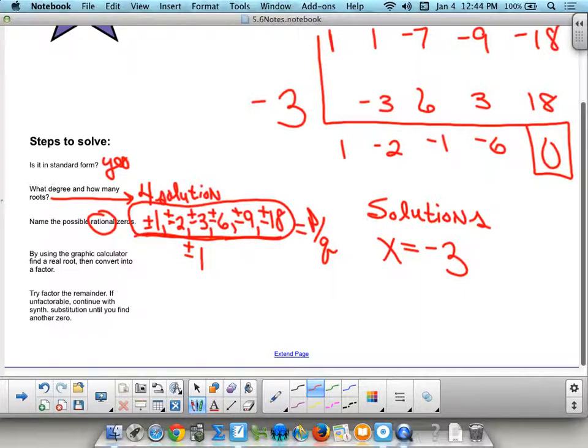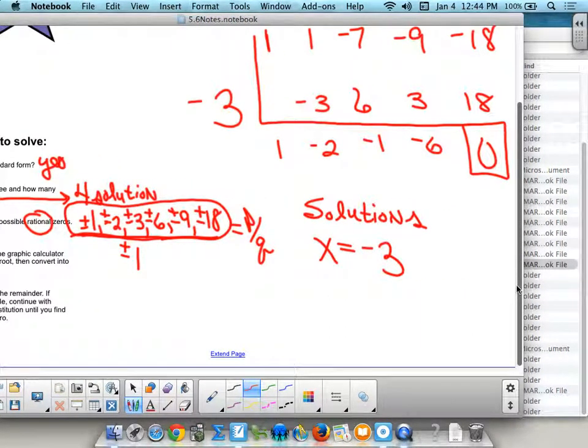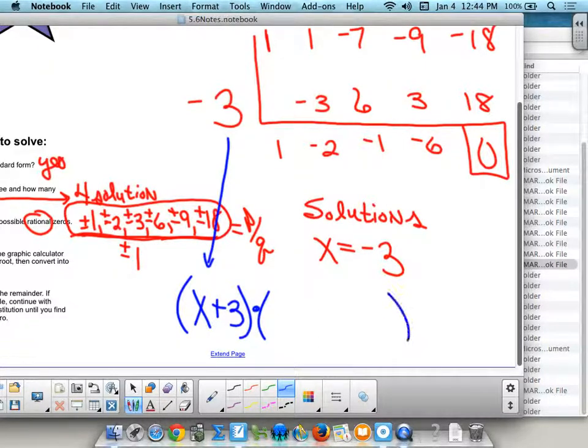I also heard Jessica say +3 works. I'll get there in a second. Hang on. Okay, so here's what happens. This is a factor. Now try to remember this. This is the quotient to a division problem. So your answer times your factor turns out to be what you started with. So this would be 1x cubed minus 2x squared minus x minus 6? Yeah? Okay.